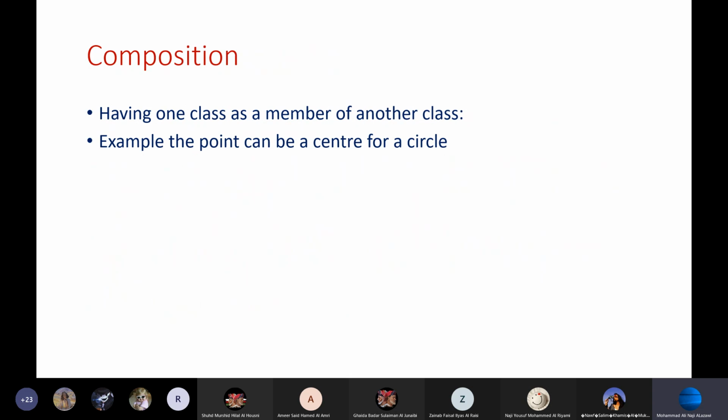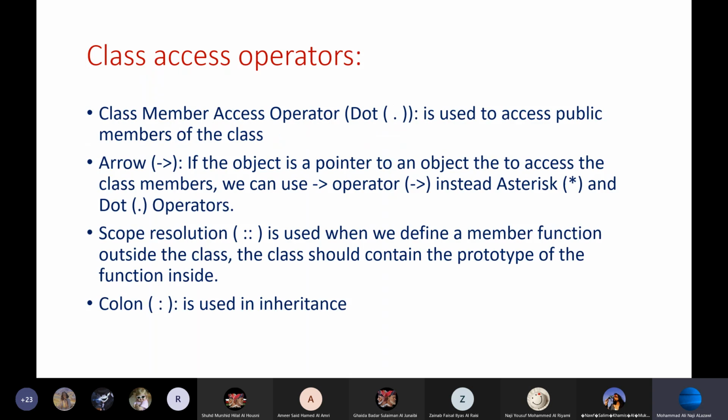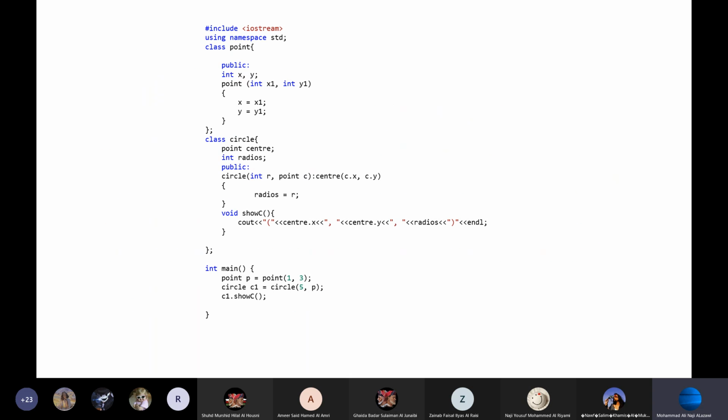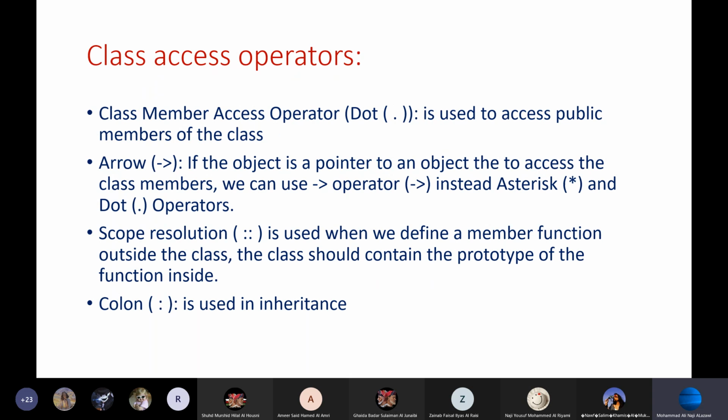And after that, we'll talk about the composition and the class diagram. Then we will start implementing the code. So here, class member access operator, dot. This is one of the important operators.